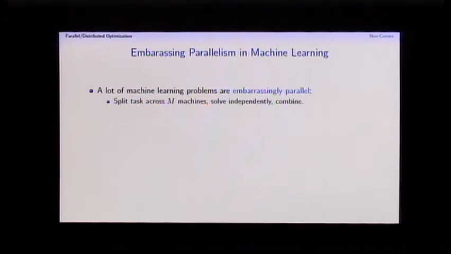And embarrassingly parallel is really a technical term. It's a fun technical term, but it means I can basically split my task across m machines, do some independent operation on every machine, and then have some simple way to combine them. So embarrassingly parallel means that there's some way to just decompose my problem into something that each machine can work on, and then I have some simple way to put them together. And in this case, if I have m machines, I can just solve my problem m times faster.